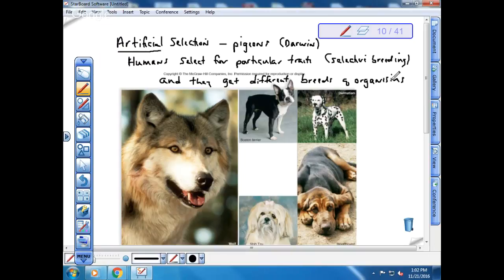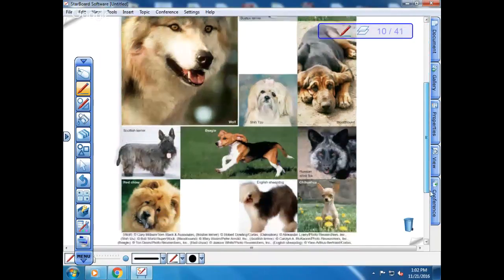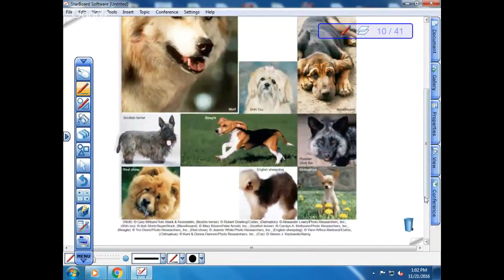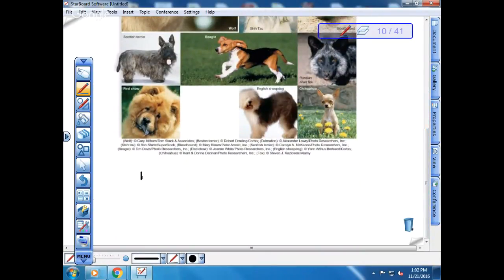So all dog breeds are of the same species so that they can interbreed, but you see dramatically different phenotypic characteristics in them. And so that is what is referred to as artificial selection. So you would say that all dog breeds are derived from a wolf-like ancestor.